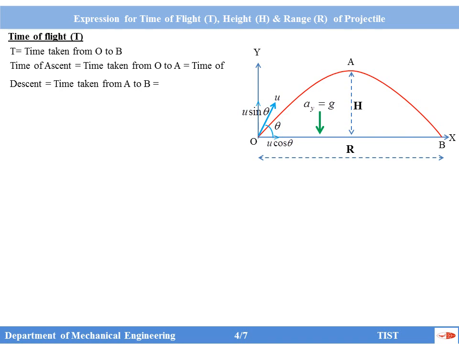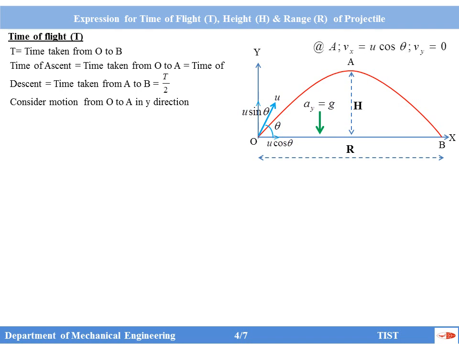Now if you closely look at that curve, the O to A time and the A to B time are both the same. So the O to A time is called the half time, represented by T by 2. The total time is capital T, the time of flight. Time of ascent equals time of descent, which is T by 2. So O to A is T by 2, and A to B is again T by 2. Now you can consider the motion from O to A in the x direction and in the y direction. I am considering the motion from O to A in the y direction.